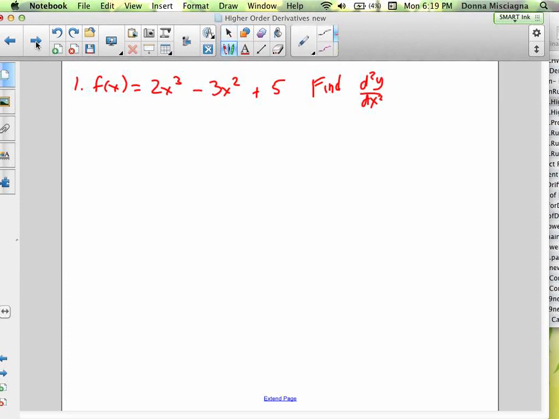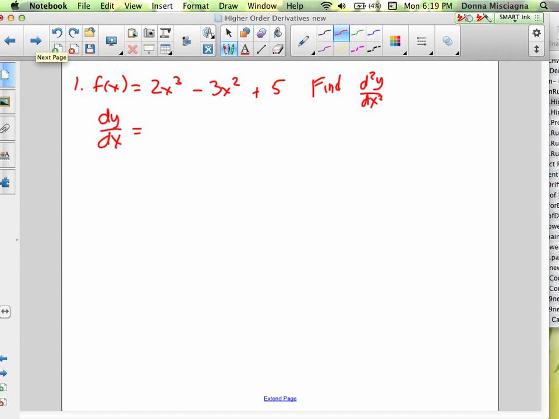All right, so we have f of x equals 2x cubed minus 3x squared plus 5. We want to find d2y dx2, which means we're going to find the second derivative. Oops, sorry. First we've got to find the first derivative. Let me write dy dx first. I got so excited I wanted to take the second derivative, but you can't take the second derivative until you take the first derivative.